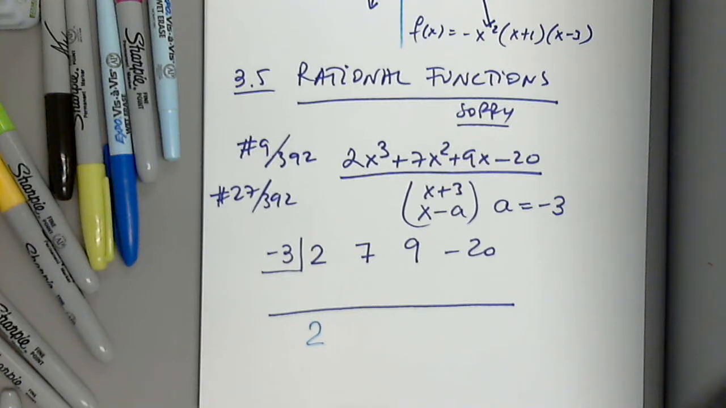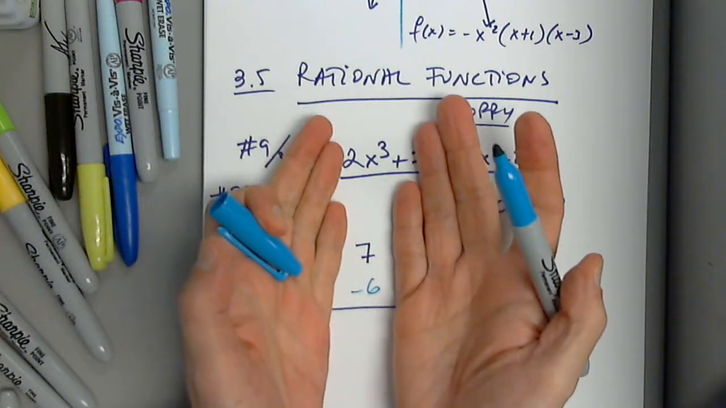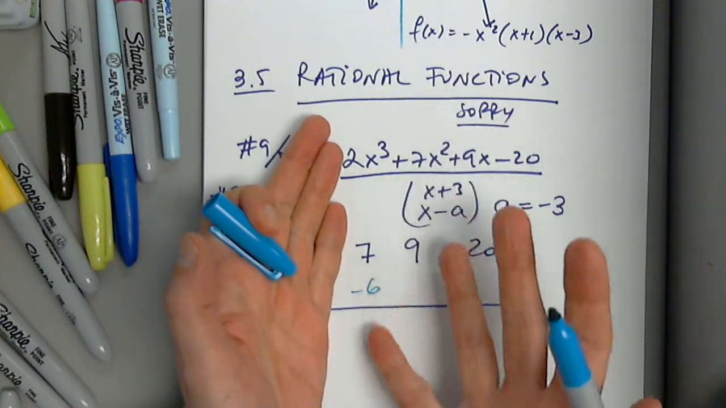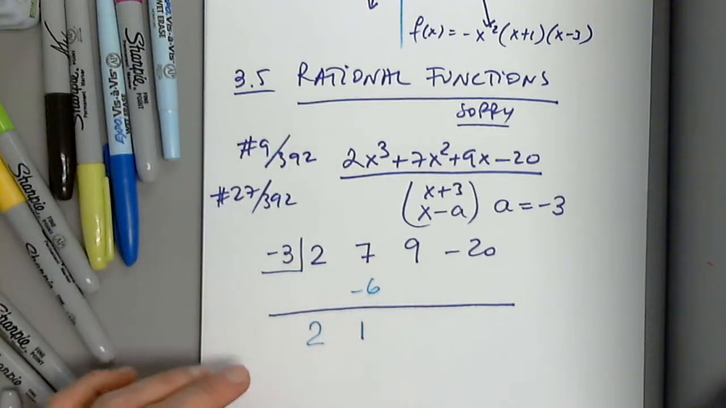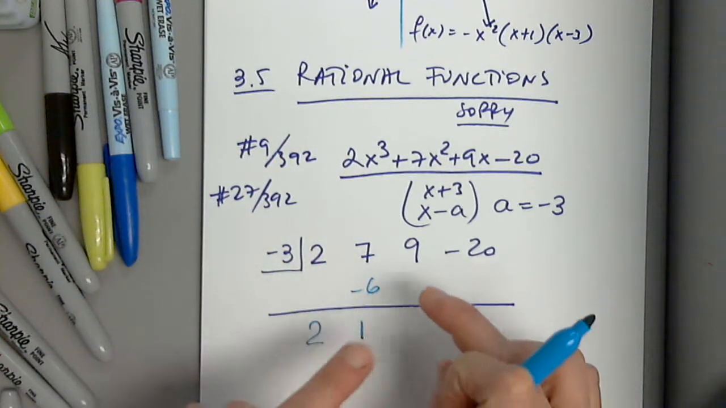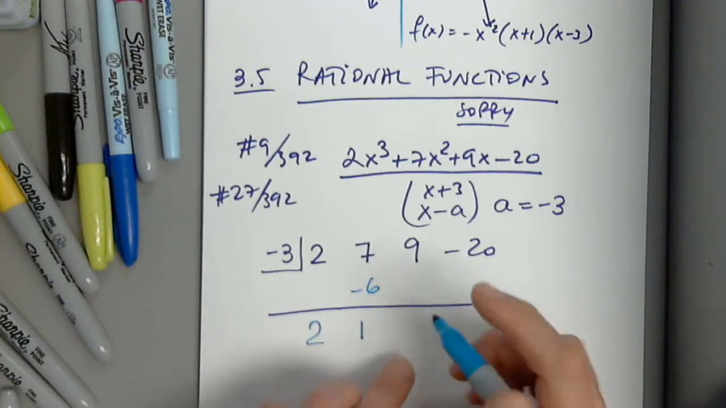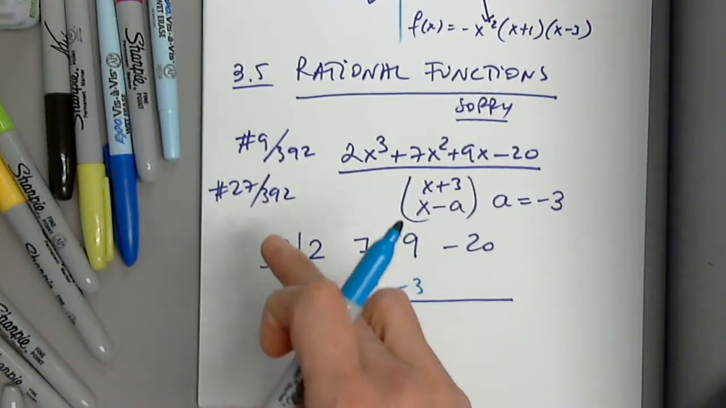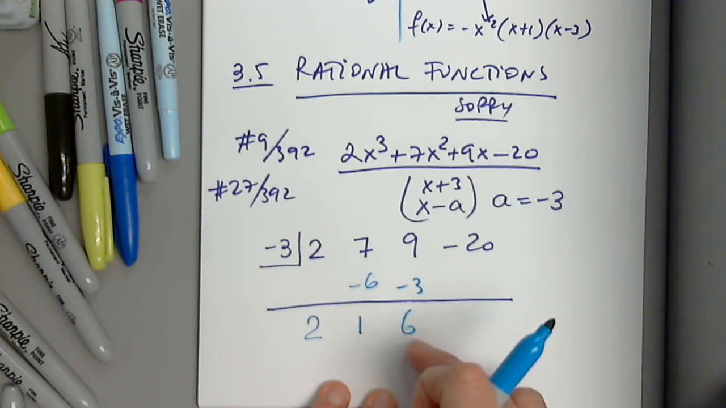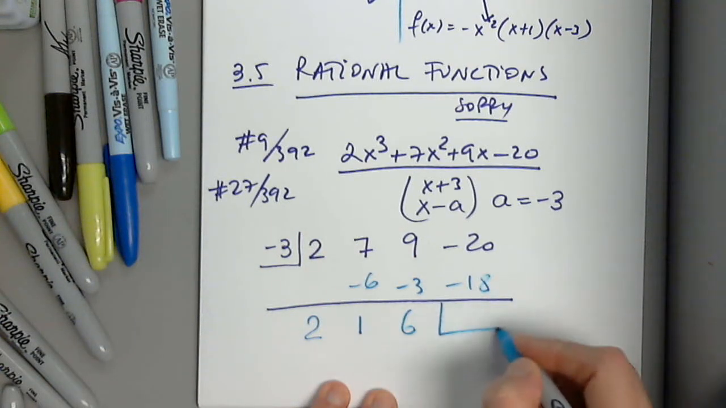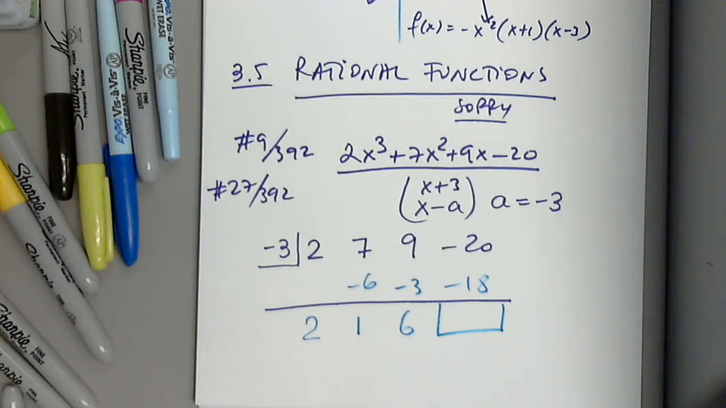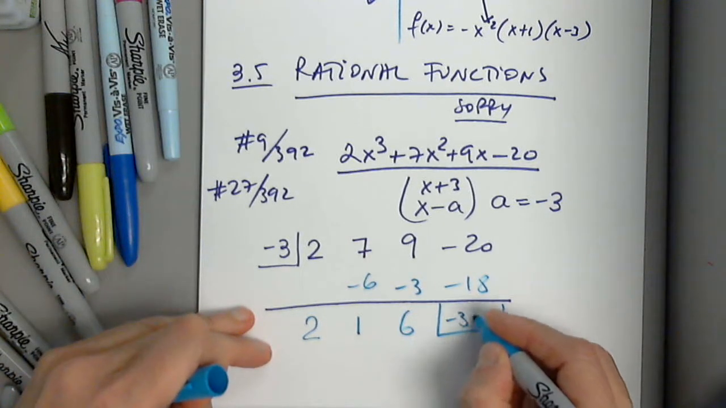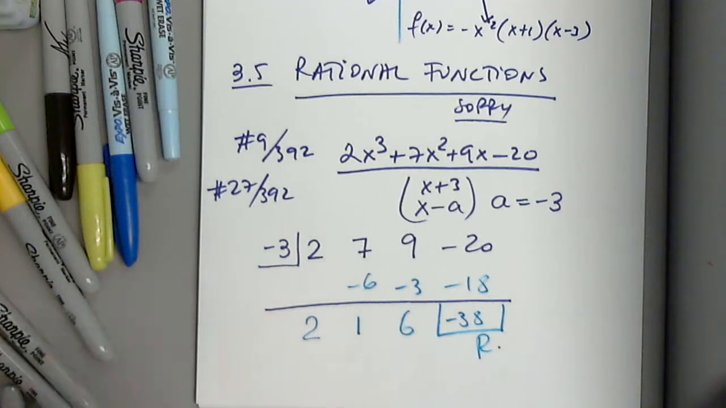-3 times 2 and write the answer here. How much is -3 times 2? Good. So now please perform the operations you see. Correct. I continue in the same way. -3 times 1, I write the answer here. Perform the operations you see. Same step. -3 times 6. And I box this in. What does this mean? Exactly. That will be the remainder.